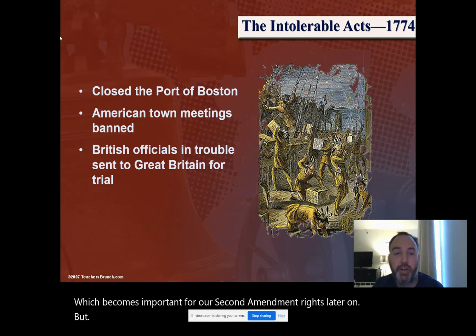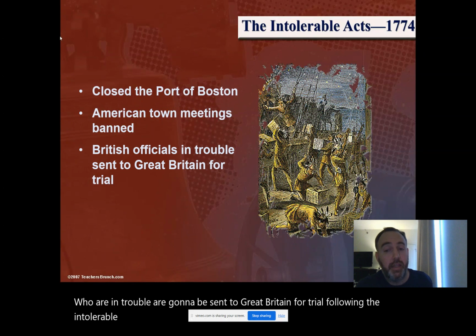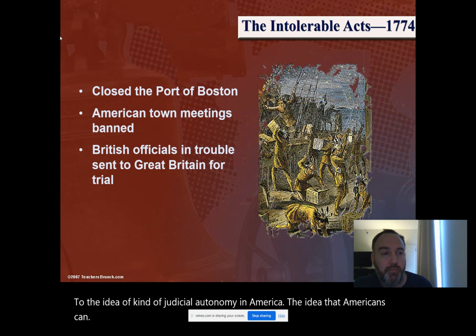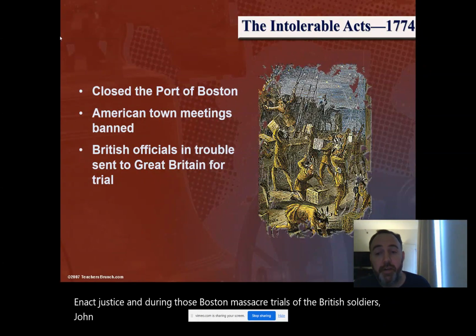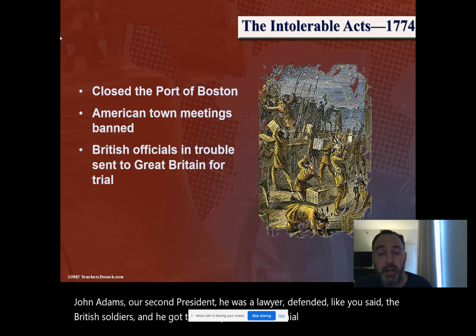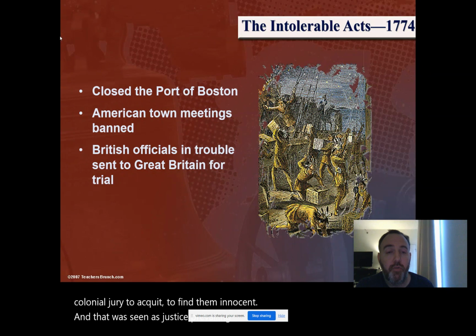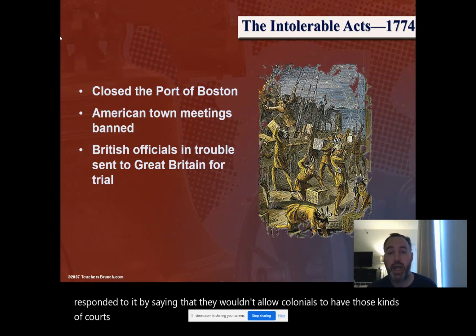But the British officials who are in trouble are going to be sent to Great Britain for trial following the Intolerable Acts. And this is really a death blow to the idea of judicial autonomy in America, the idea that Americans can enact justice. During those Boston Massacre trials of the British soldiers, John Adams, our second president, as a lawyer, defended, like we said, the British soldiers, and he got them acquitted in a colonial court. So he got a colonial jury to find them innocent. And that was seen as justice prevailing in those courts. And the British responded to it by saying that they wouldn't allow colonials to have those kinds of courts. So John Adams saw that as a big slap in the face.